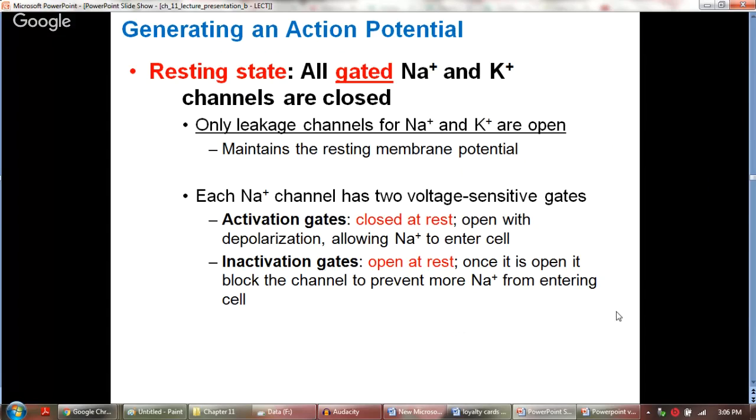Each sodium channel has two voltage sensitive gates. That is the activation gate, which is closed at rest, and this activation gate opens with the depolarization process, and that will allow sodium to enter the cell. The inactivation gate opens at rest. So once it is closed, it blocks the channel to prevent more sodium from entering the cell. So don't get confused. The inactivation gates are open at rest. The activation gates are closed at rest.